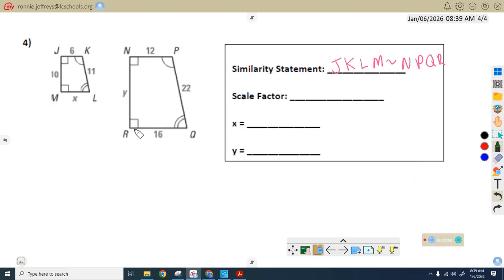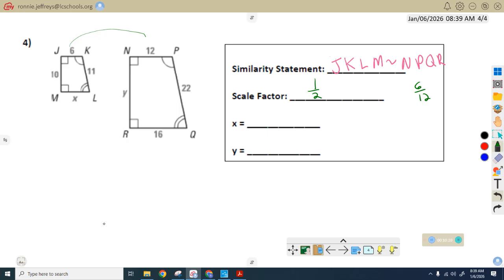Alright, trying to find our scale factor. So let's look for things that match. Okay, we either have 6 and 12 or 11. I would choose these two. So this is 6 over 12, which is 1/2.